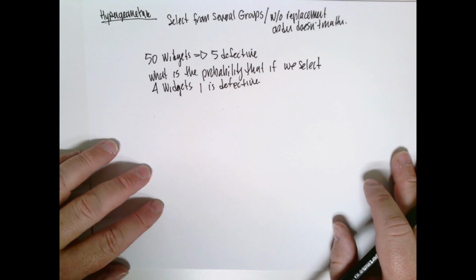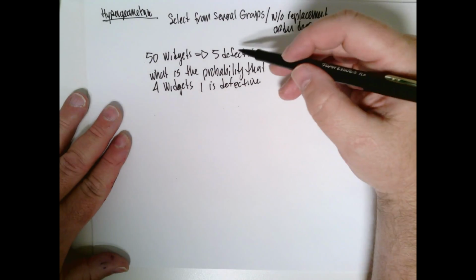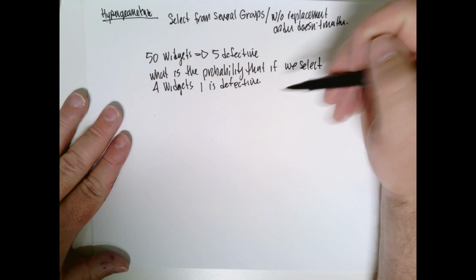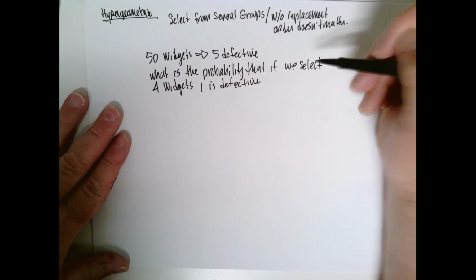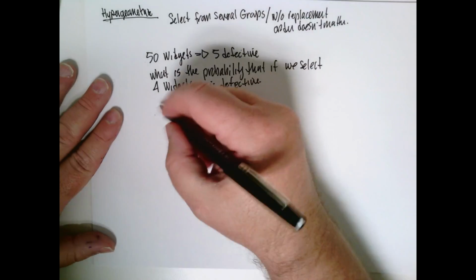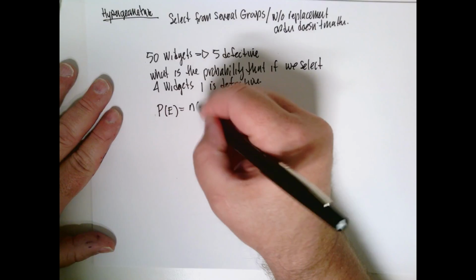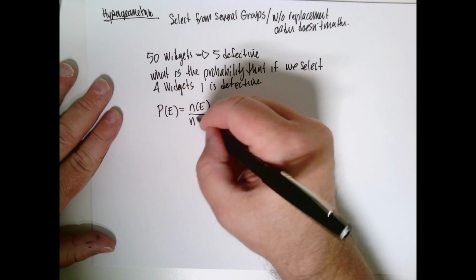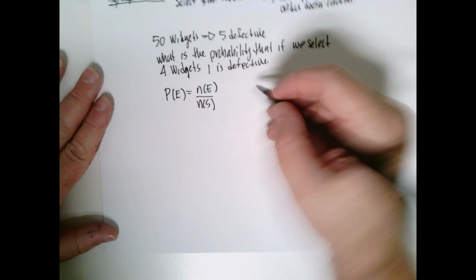Suppose we have 50 widgets, a fictional thing, and we know 5 of these widgets are defective. What is the probability that if we select 4 widgets, 1 is defective? So what we need to do, like a typical probability problem, is the number of things in the event divided by the number of things in the sample space. Okay, so let's look at each one of these separately.